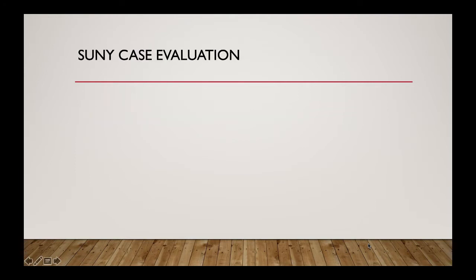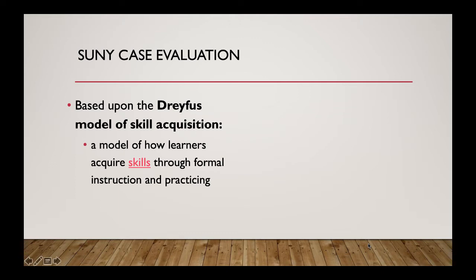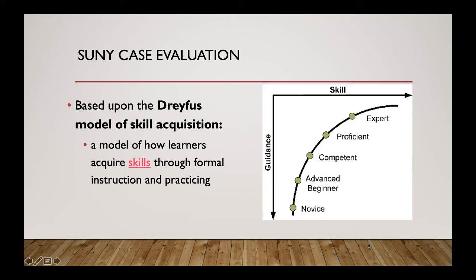So let's look at the SUNY case evaluation. It attempts to provide an objective way to measure the skills of bypass and some of these other attributes. And it's based upon the Dreyfus model of skill acquisition. Basically, this model shows 5 phases in which a learner acquires skill. Now, you're the expert. You're here. What we would like our students to do is to advance to this level so that they are performing at a competent or a proficient level when they graduate. We would consider this an entry-level competence, in these 2 categories in the Dreyfus model.